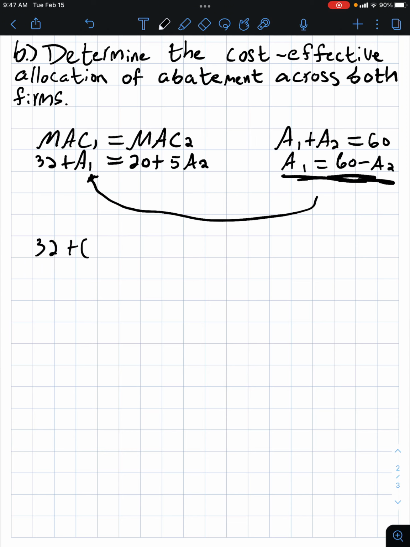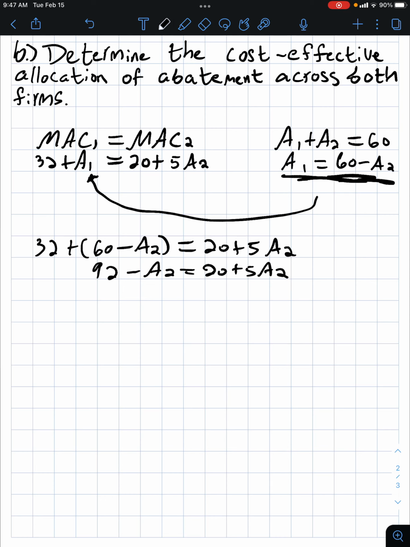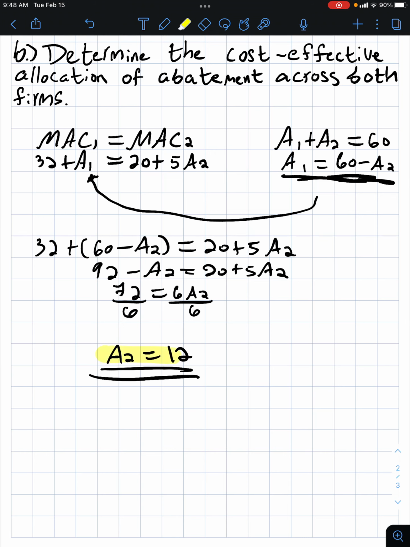So here we go. We get 32 plus 60 minus A2 is going to be equal to 20 plus 5A2. We get 92 minus A2 is equal to 20 plus 5A2. We can subtract 20 on both sides and add A2 on both sides. So we get 72 is equal to 6A2. Now we can solve for A2 by dividing by 6. We get A2 is equal to 12.